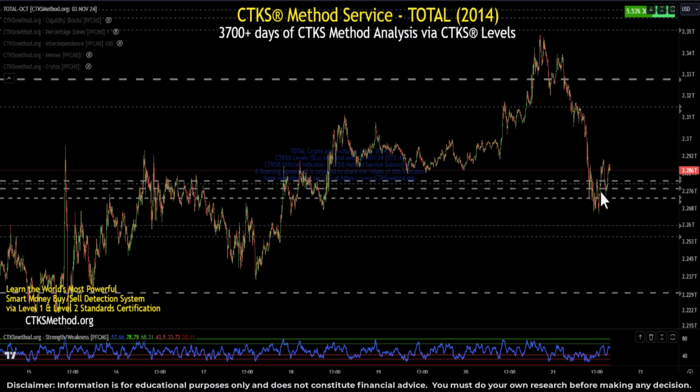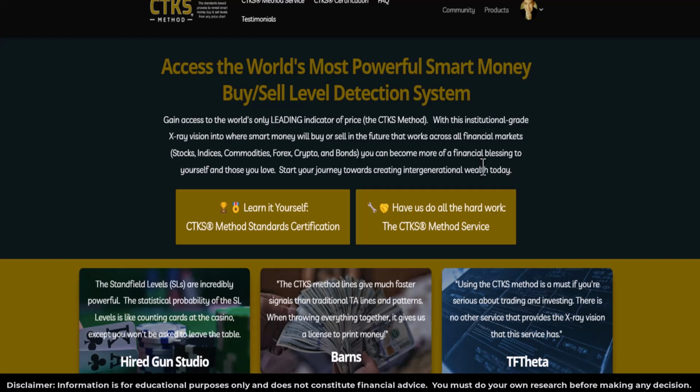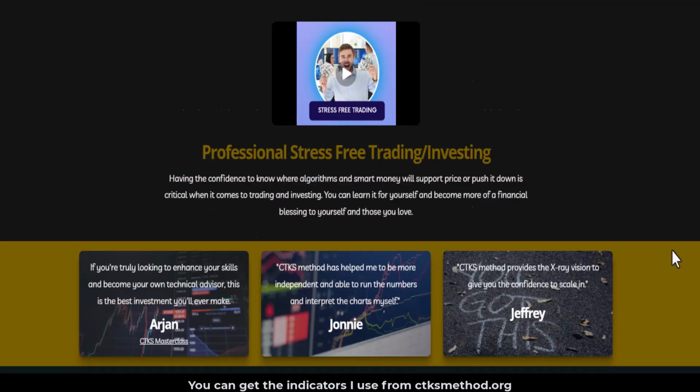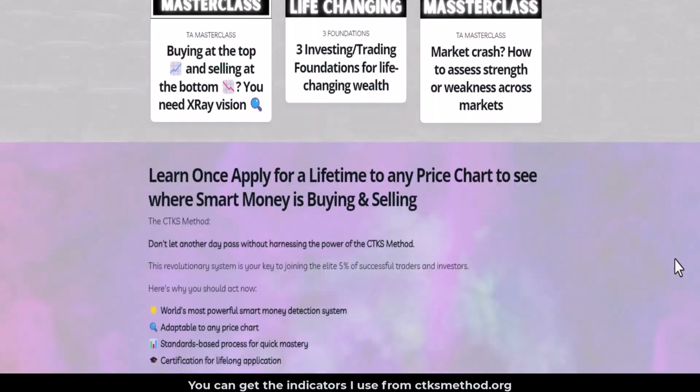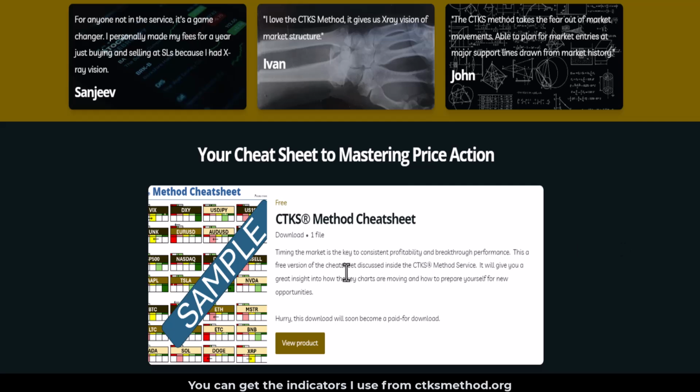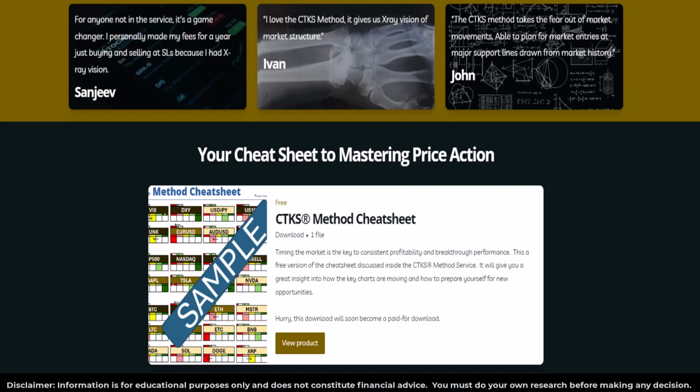And well done to everybody who saw into the future yesterday. By going across to ctksmethod.org and just scrolling down the page, you can see the cheat sheet. Now, the cheat sheet is what you want to focus on because it will help you so much, and it's incredibly pricey. Yeah, it's free, but it is so incredibly valuable.